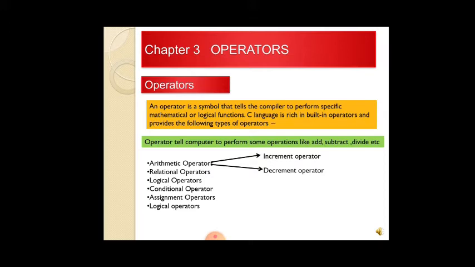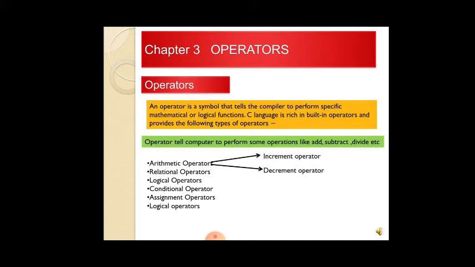An operator is a symbol that tells the compiler to perform specific mathematical or logical functions. You can just call it a symbol which tells the compiler, hope we have learned what is a compiler and what is an interpreter, to perform specific mathematical or logical functions. It's basically for mathematical as well as logical functions.